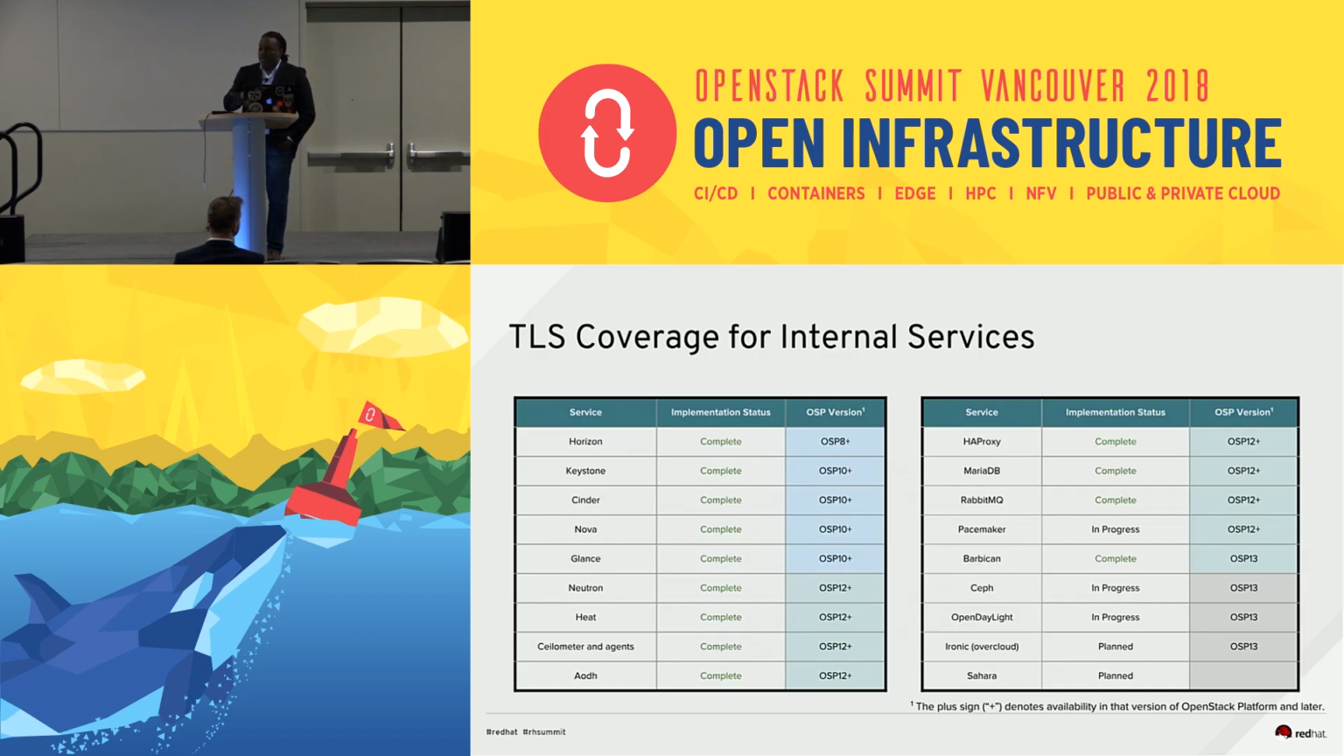If you guys want to copy this, just hit me up later and I'll send you this. But this is basically a chart of the ongoing enhancements with TLS coverage for internal services. So we've pretty much got everything except for services that are in progress or planned. Like Ironic and Overcloud is planned later. Open Daylight, I think, will actually make OSP 13. And then Ceph is pretty complex with the authentication and the OSD traffic and such. So that's a work in progress by the Ceph team, okay?